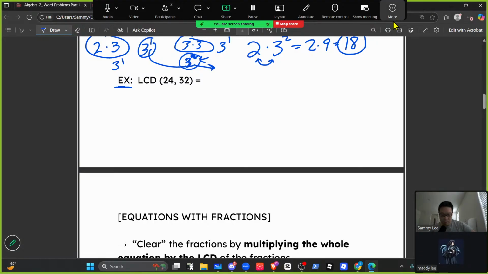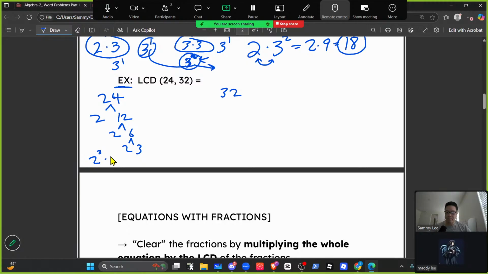Are you done? I'm done now. Okay. So we're going to take the prime factorization of 24 and 32, and we're going to take the product of those factors. So 24, 2 and 12, right? 2 times 12 gives you 24. 12 is going to be 2 and 6. 6 is going to be 2 and 3. So you can write this as 2 to the third times 3. Okay, that's the prime factorization of 24.